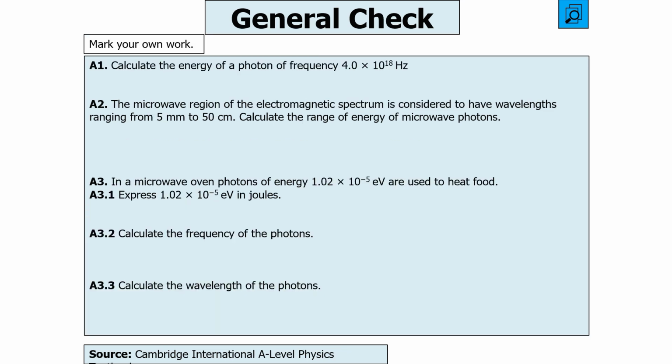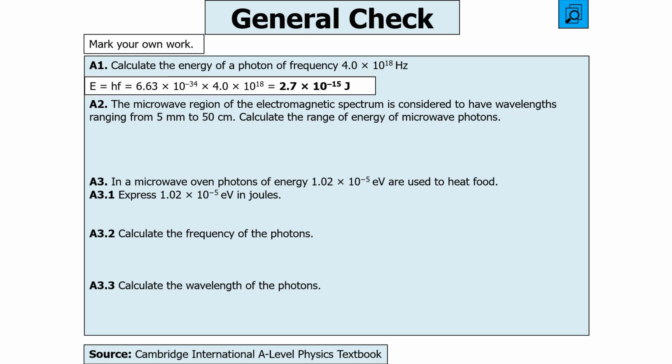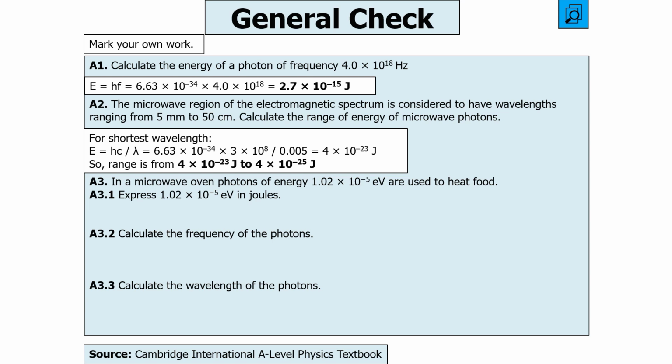Right, we've got to remember that the equation to work out the energy of the photon is E equals hf, where h is Planck's constant, which is 6.63 times 10 to the minus 34, so we get 2.7 times 10 to the minus 15 joules. The other way to work out the energy of a photon is to say E equals hc over lambda, where c is the speed of light, or 3 times 10 to the 8. Pop in all the values and you get it from 4 times 10 to the minus 23 joules to 4 times 10 to the minus 25 joules. Remember, you convert 5 millimeters into meters and 50 centimeters into meters as well.